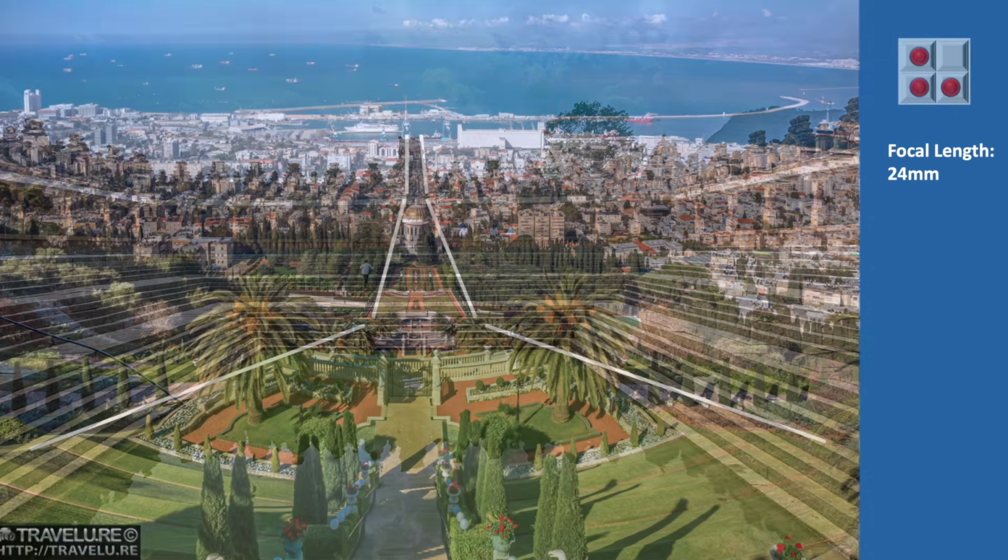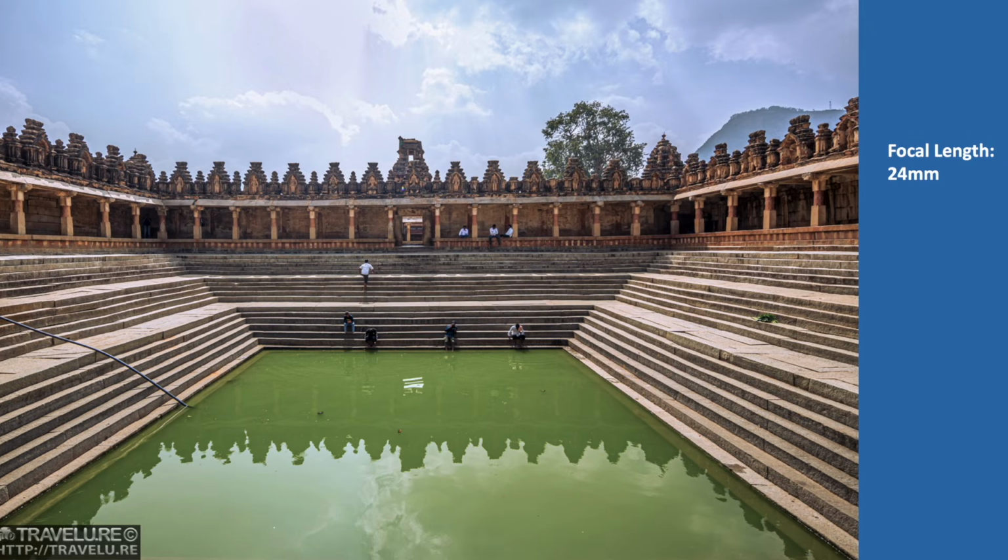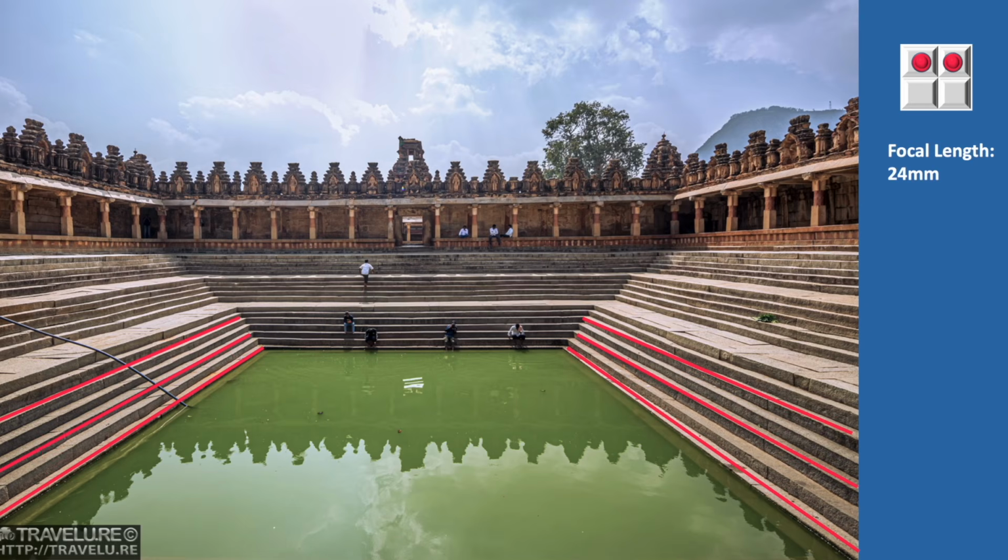24 mm, the sacred tank at the Bhoganandishwara temple complex in Bengaluru. The wide angle captures the full enclosure of the tank. The converging horizontal step lines run from the foreground corner towards the far gateway. Your eyes follow the steps inward across the water towards the colonnades and sky beyond. It does not have to be a road or a river. Any repeating element that recedes can become a leading line.